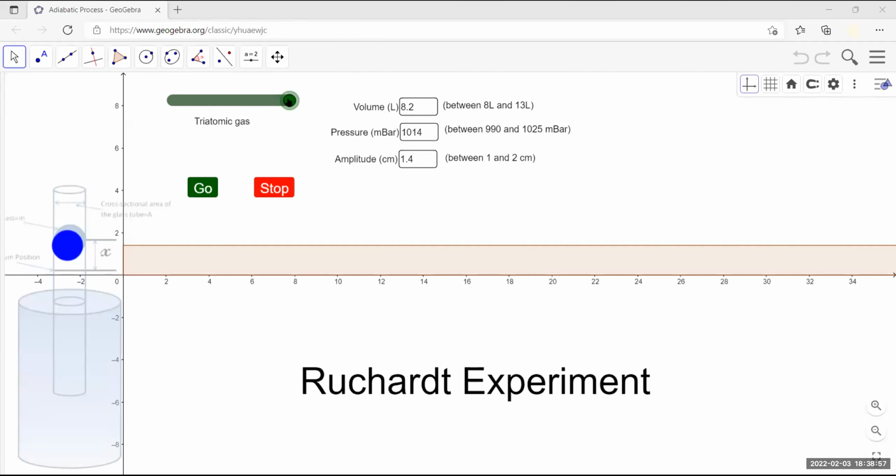So right now it's triatomic gas. I'm going to move it to monoatomic gas. The volume is 8.2 liters. I'm going to change the volume at some point. Please restrict it between 8 and 13 liters, and the atmospheric pressure between 990 millibars to about 1,025 millibars.